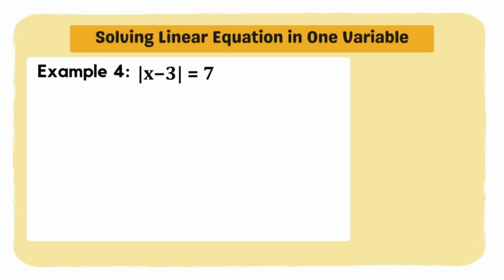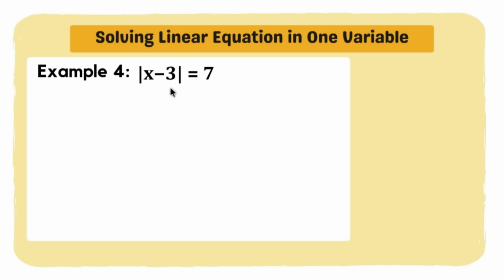Okay, for example number 4, this is a little bit different. We have here the absolute value of x minus 3 is equal to 7. So meron na po tayong absolute value. Alright, ano pong ibig sabihin ng absolute value? This is the distance of a value or a number from 0. No? So kaya po siya absolute value because we are just referring to the distance. And remember, absolute value is always positive.